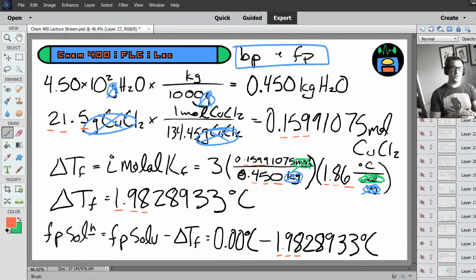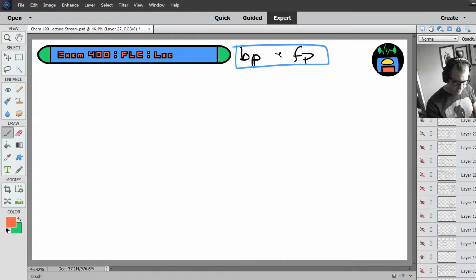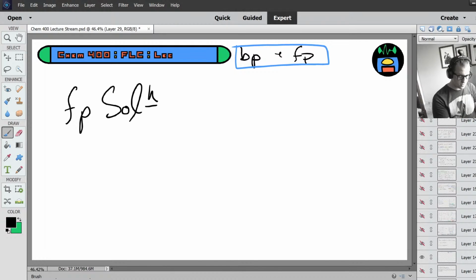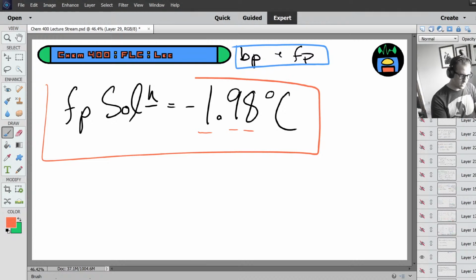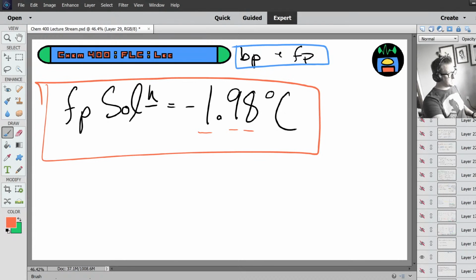But don't get lulled into a false sense of security, because that only happens for water, because water freezes at 0. Everything else freezes somewhere else. And so I don't want you falling into that trap, which is why I took the time to write this extra step out. But we say then that the freezing point for our solution is, the solution will freeze at negative 1.98 degrees Celsius. That's 3 sig figs. All right, so that is that problem.